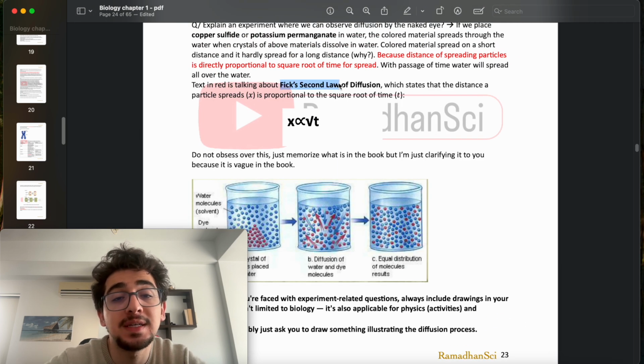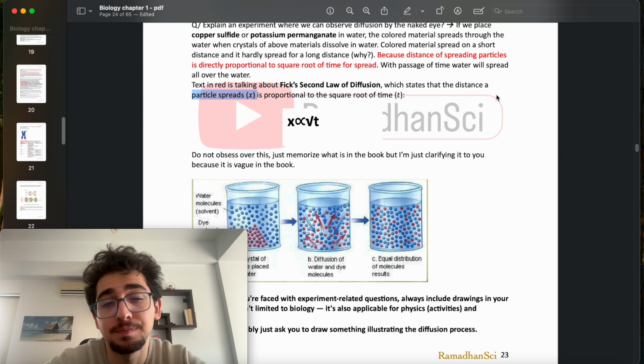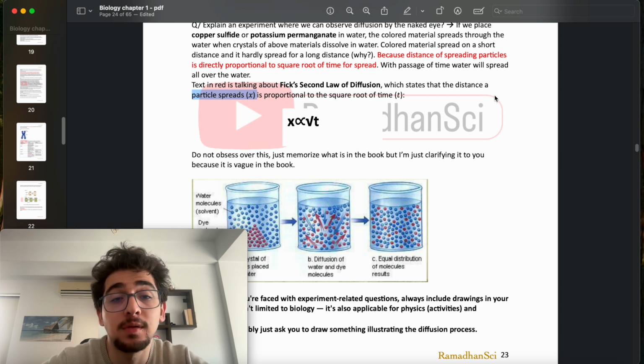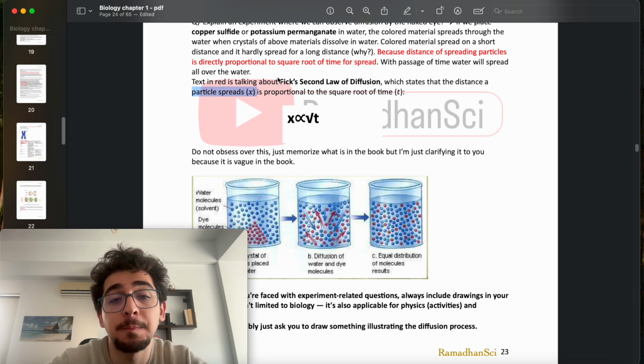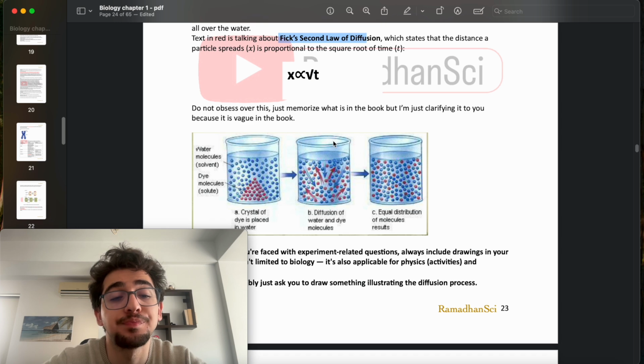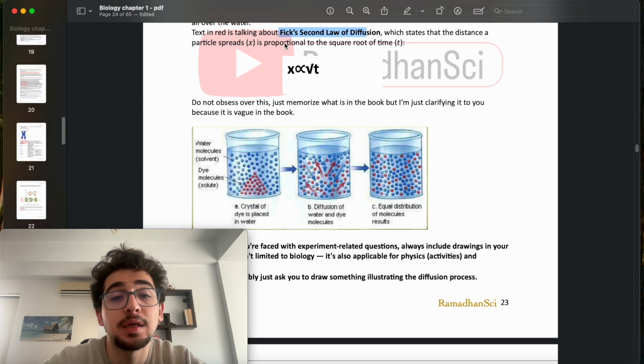This is just Fick's second law of diffusion, which states that the distance a particle spreads is proportional to the square root of time. Here, as you can see it here. You do not need to know the name of the law or the formula. I'm just giving it to you to understand what is going on, because this is not mentioned in the book, so it's just an extra thing that you do not need to memorize.